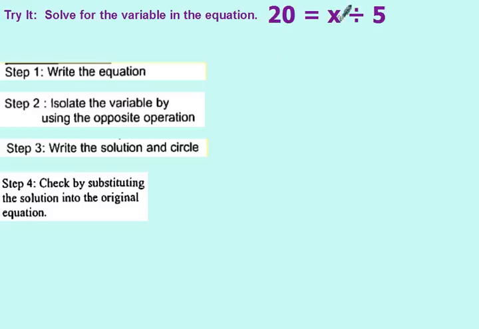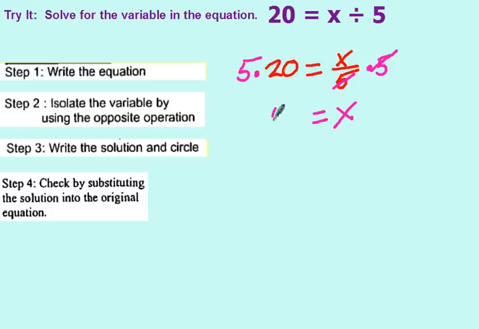20 equals x divided by 5. X is the variable, it's being divided by 5, so we want to multiply by 5 on both sides. These 5's will cancel, leaving x isolated on this side. X equals 100. Turn around and write it the right way. X equals 100.